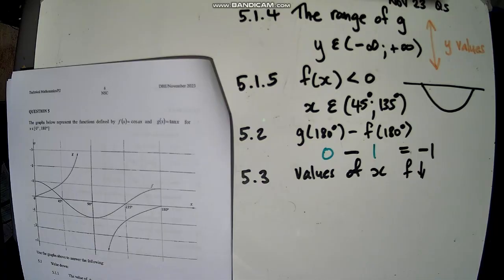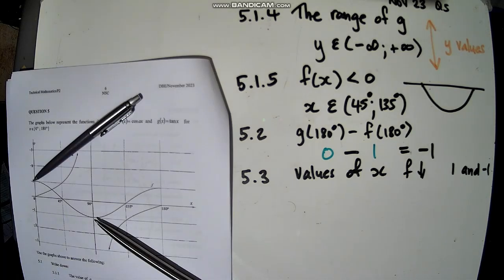Now in the next question, they're asking about the graph of f, which is the cosine graph. They're asking for which values of x does the graph decrease. Decrease means the graph is going down. So the graph is decreasing between where and where? Look at it nicely. If we look at the y values, 1 and minus 1, at those points are the turning points, and those are the x values 0 and 90. So it's between 0 and 90 degrees that the graph decreases.